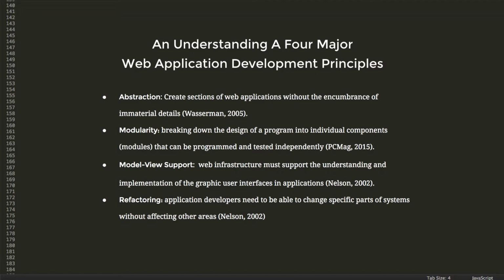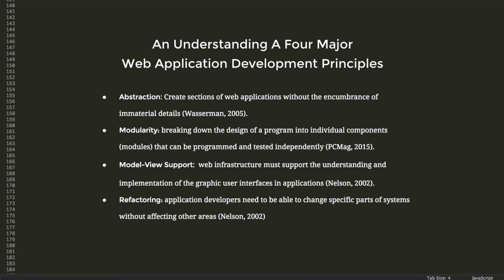We see that abstraction is incredibly important since it allows us to develop major pieces without focusing on the details. This is especially important when we look into the concept of modularity, where we are developing individual components that can work independently. They're tested and programmed independently. They're not reliant on other pieces. So that goes hand in hand with abstraction.